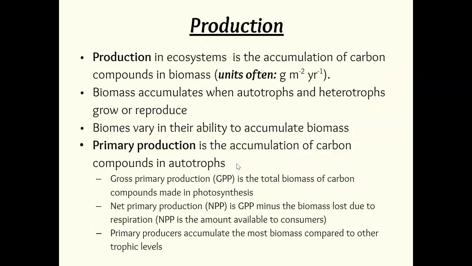Production refers to the accumulation of carbon compounds as biomass in ecosystems. And there's going to be different types of production. The units are typically something with a unit of mass, because it's biomass, and a unit of area, and then a unit of time. So it's usually something like grams per meter squared per year, something like that. It can change, and you'll be given a unit for these types of things, but you should have an understanding that why each particular portion is important.